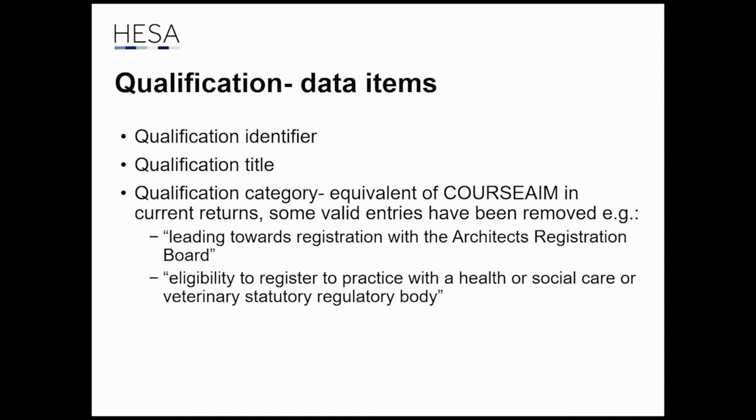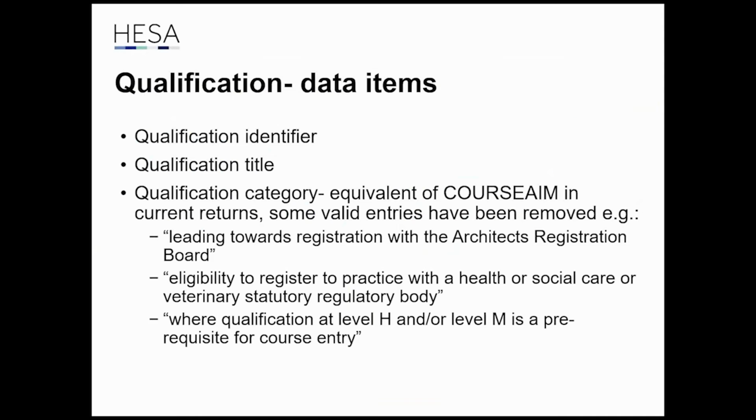Same is true of qualifications that lead to eligibility to register with a health or social care or veterinary body. Again, that's been taken out of this field. And finally, within the course aim field currently, it has a few valid entries that say something along the lines of a qualification at level H or M is a prerequisite for course entry. So again, that's not purely saying what the qualification is, it's talking about what the prerequisites are for entry to that course. So we've taken that concept out of the qualification category field.